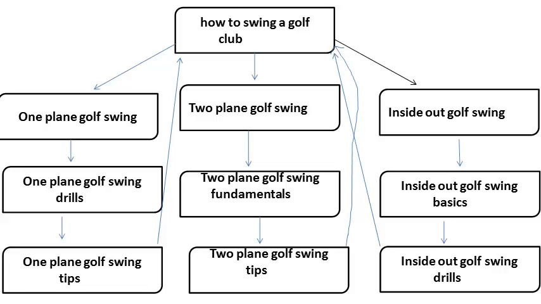Now the arrows you see, those are links. The home page is going to link to the top of each main category. So the home page is going to link to our page about one plane golf swing. The home page is also going to link to the pages two plane golf swing and inside out golf swing. From there, we are going to create additional pages for the other terms we found that were a little less competitive. For one plane golf swing, that page will then link to the page one plane golf swing drills. That page will then link to one plane golf swing tips. And then of course that final page in the category will link back to the home page.